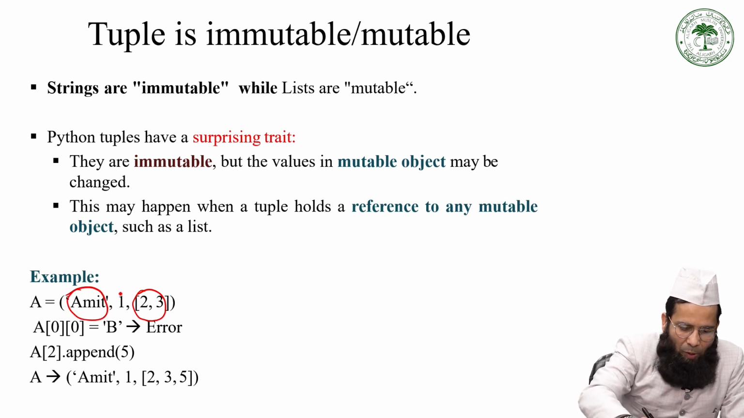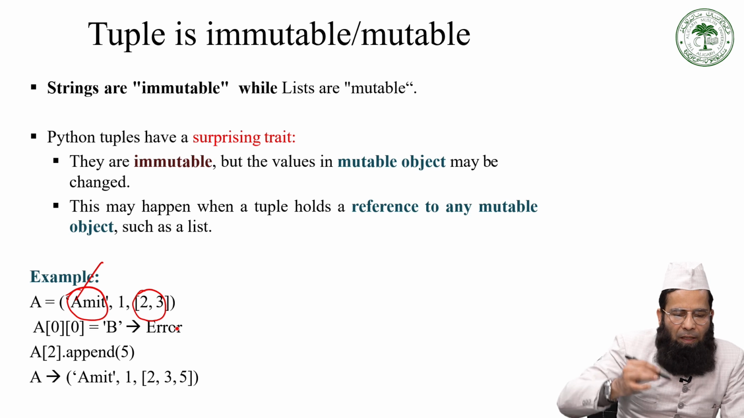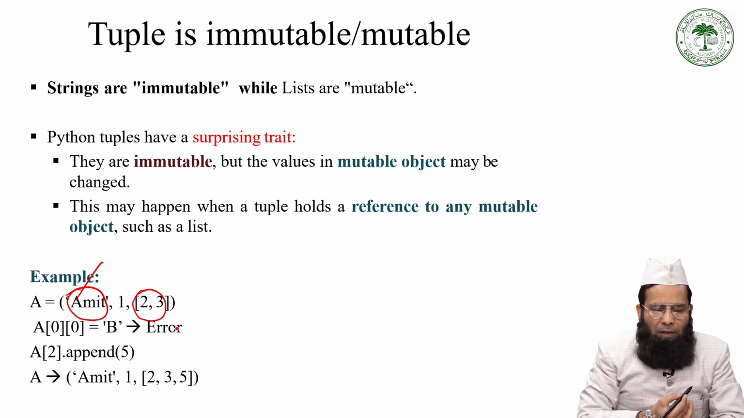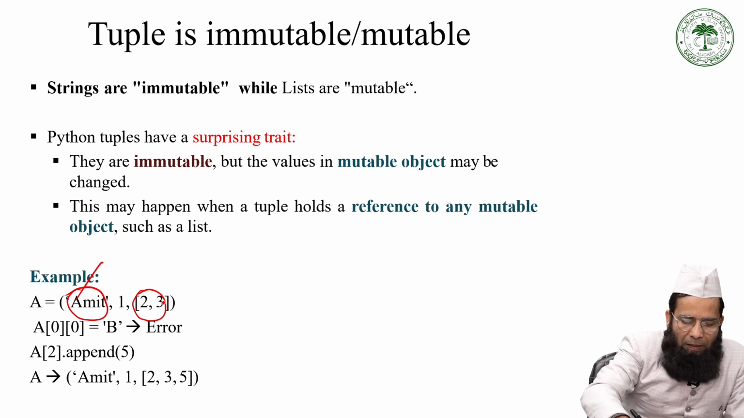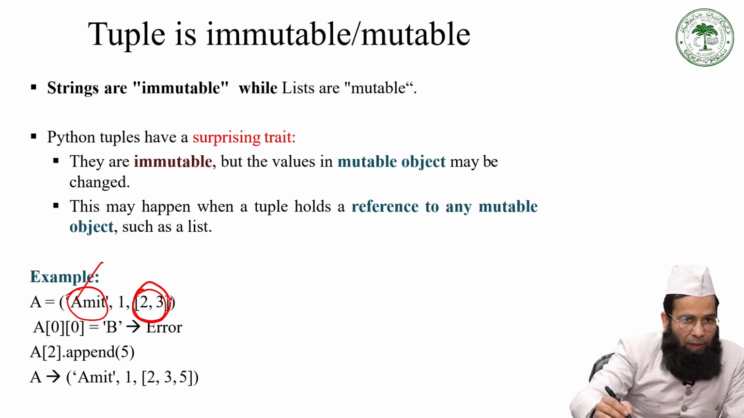If you try to modify the individual element, in this case, let's say A, if you want to replace A with B, it would give you an error. Similarly, in this case, if you want to append a value, you can append values in this list only. You cannot append a value in the tuple. So it is not allowed here.